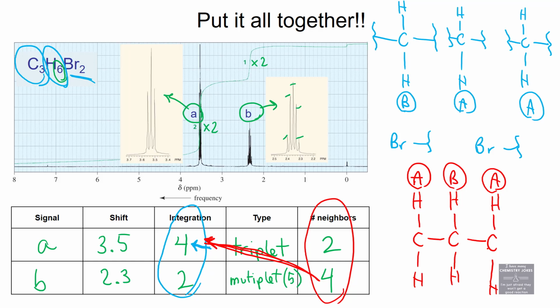So then I can double check my coupling, my splitting. A has to have 2 neighbors. Here's A. Oh, look, 1, 2 neighbors. Here's A, 1, 2, same neighbors. B has to have 4 neighbors. Here's B, and his 4 neighbors are 1, 2, 3, 4. That's kind of cool. All of my neighboring works out. And the only thing left is my 2 Brs. Oh, look, I've got 2 holes to plug in my Brs.